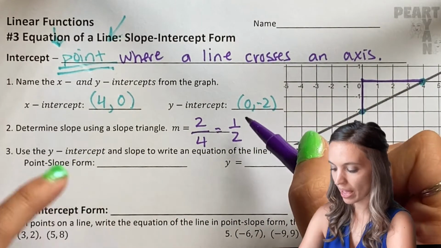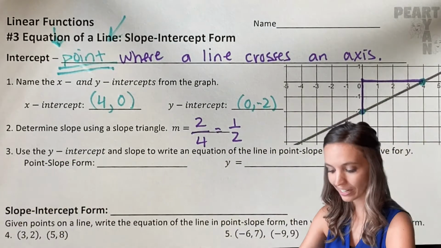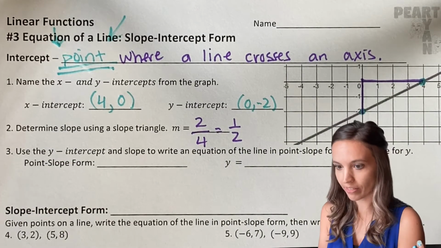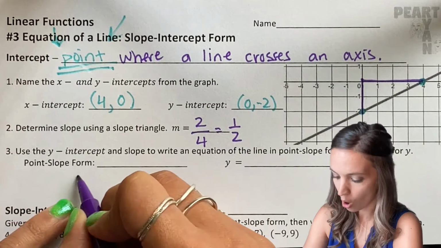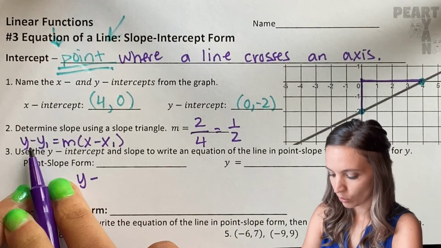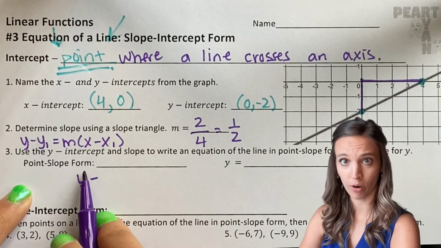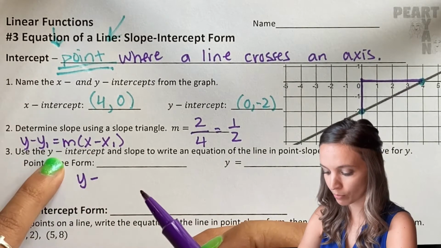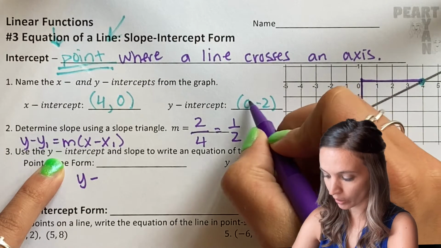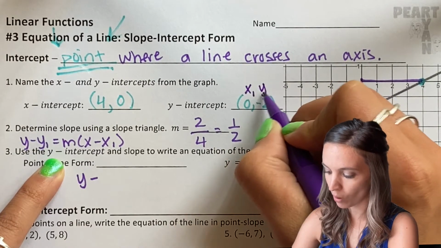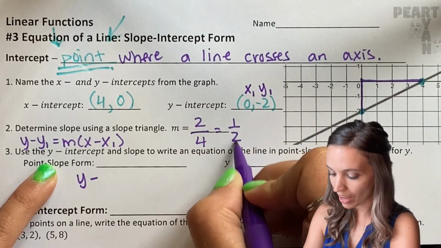Now that I have my y-intercept and I have my slope, I can actually use point slope form to now write the equation of the line, right? So y minus y sub 1 equals m times x minus x sub 1. That is my point slope form. Okay, well, I know they want me to use my y-intercept as my point, so that's this point right here. So I'm gonna make this x sub 1, y sub 1. And then my slope, I just found that is 1/2.